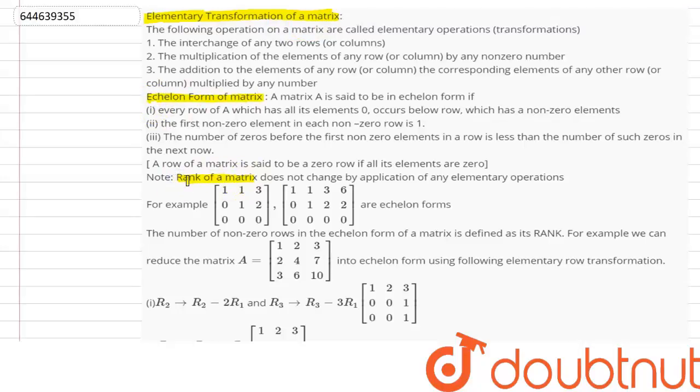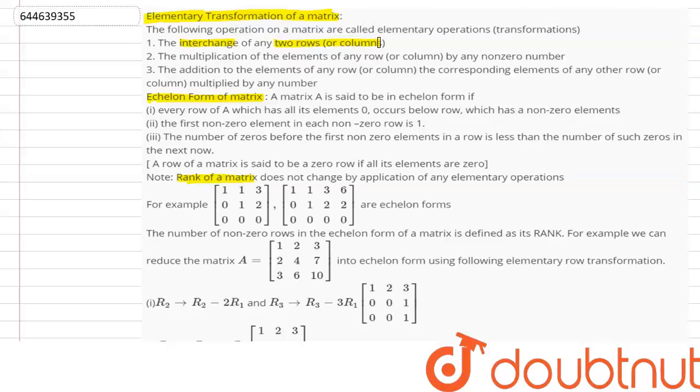Now let's see what are elementary transformations of a matrix. There are three elementary transformations of a matrix. First one is the interchange of any two rows or columns. That means we can change one row with another row and one column with another column, but we can't change one row with another column.